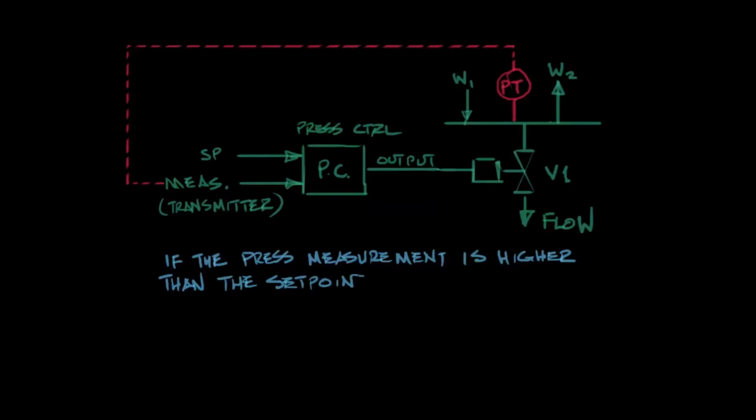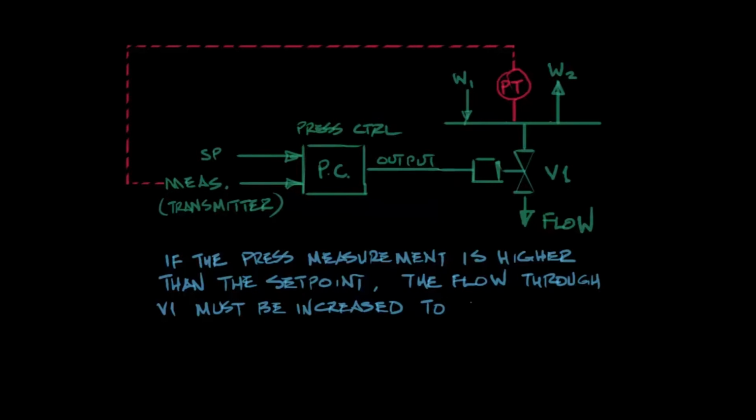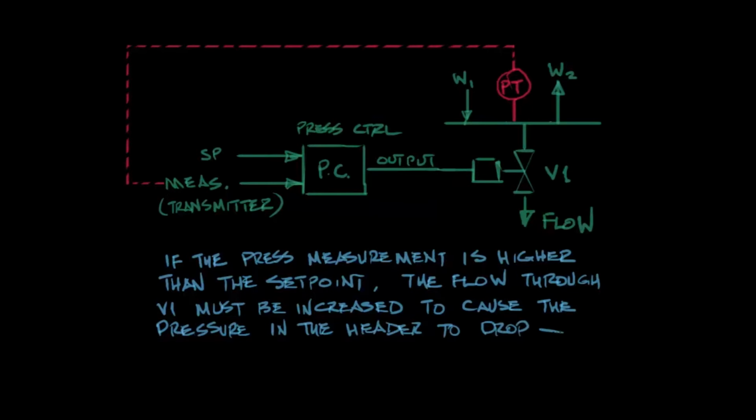So if the pressure measurement is a little bit higher than the set point, and you want to get back to the set point, you've got to change the flow through V1. You've got to increase the flow through V1 to get the pressure back down. In other words, the flow through V1 must be increased to cause the pressure in the header to drop if you're above set point.